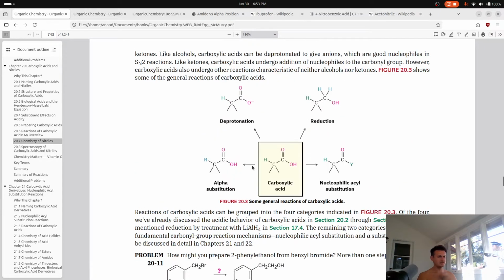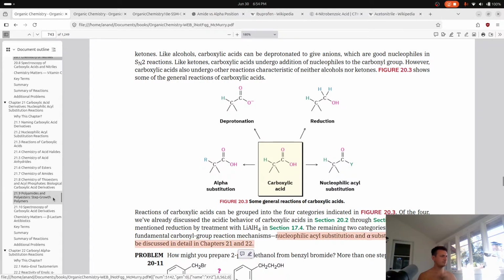Reactions of carboxylic acids can be grouped into the four categories indicated in this figure. Of the four, we've already discussed the acidic behavior of carboxylic acids, so deprotonation. We mentioned treatment with LAH. So LAH reduces a carboxylic acid. It's a reduction thing. The remaining two categories are examples of fundamental carbonyl group reaction mechanisms: nucleophilic acyl substitution and alpha substitution that will be discussed in chapter 21 and 22.